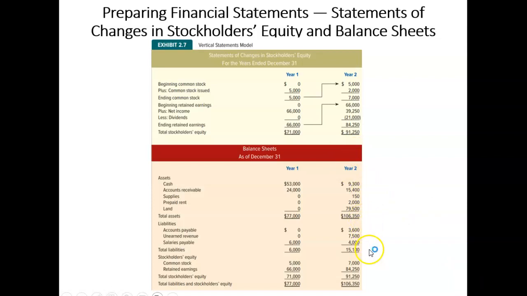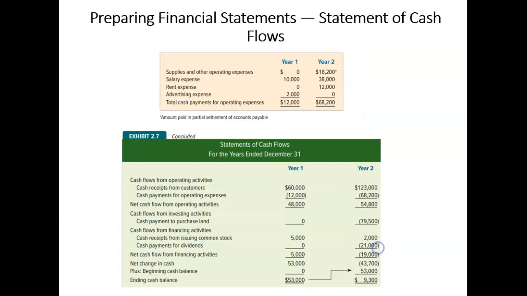Then on your balance sheet, this is showing total assets. This shows total liabilities. This is common stock coming from the statement here, $7,000. This is your retained earnings coming from the statement, $84,250. To get total equity, the balance sheet has to balance. Your assets must equal your liabilities plus your stockholders' equity.